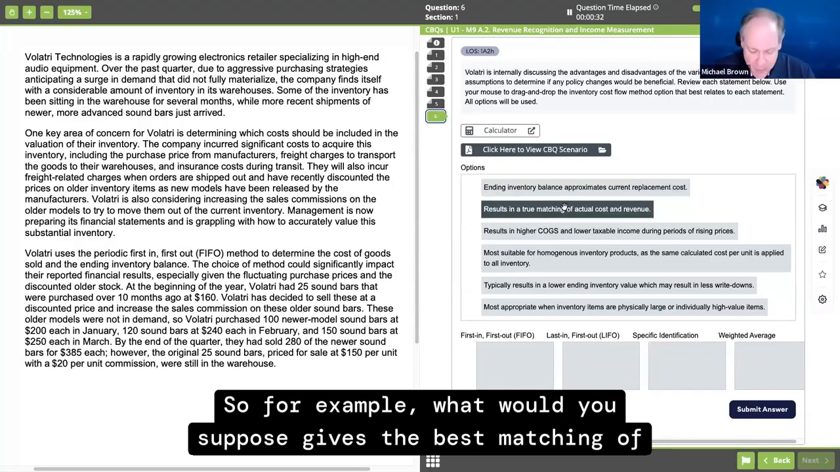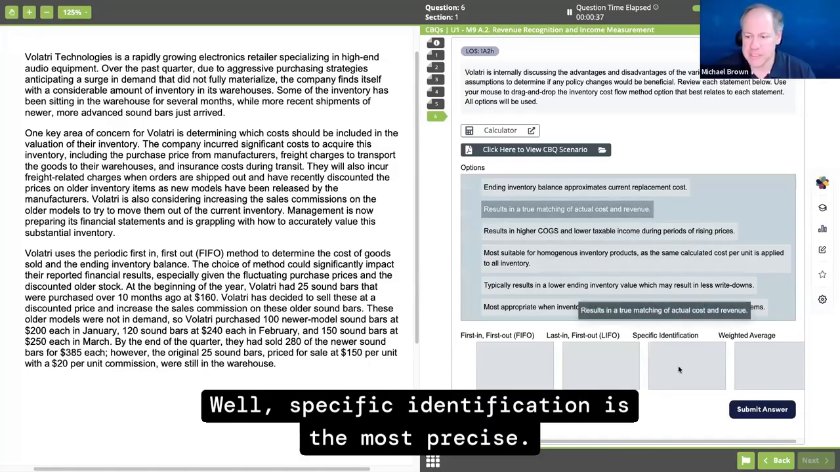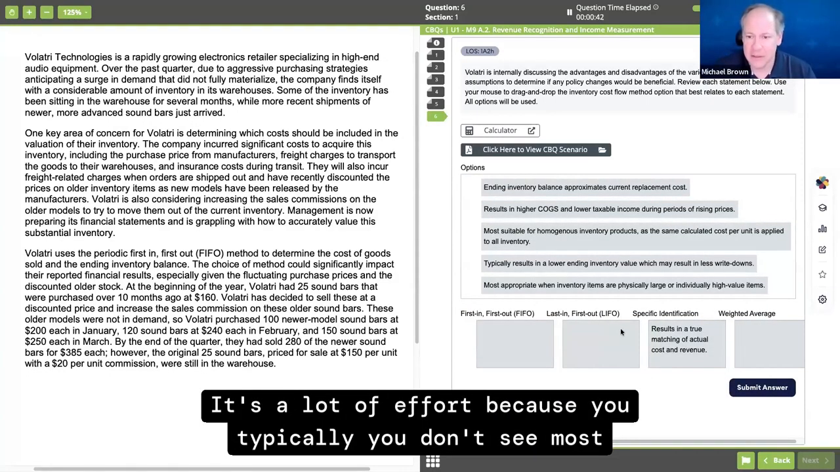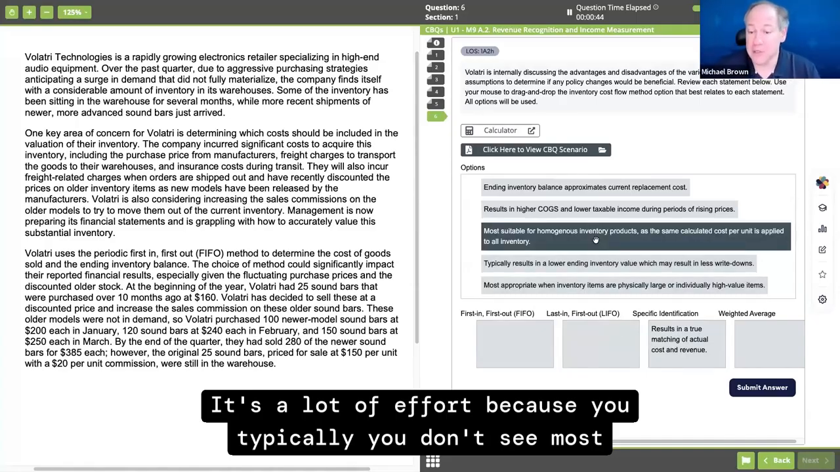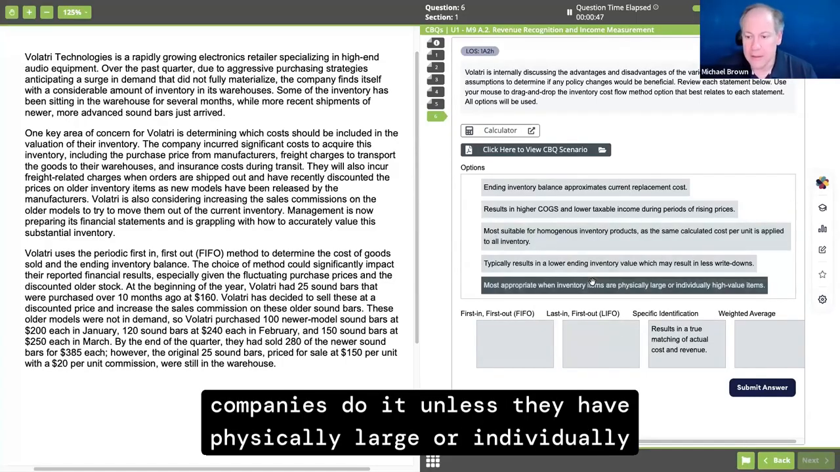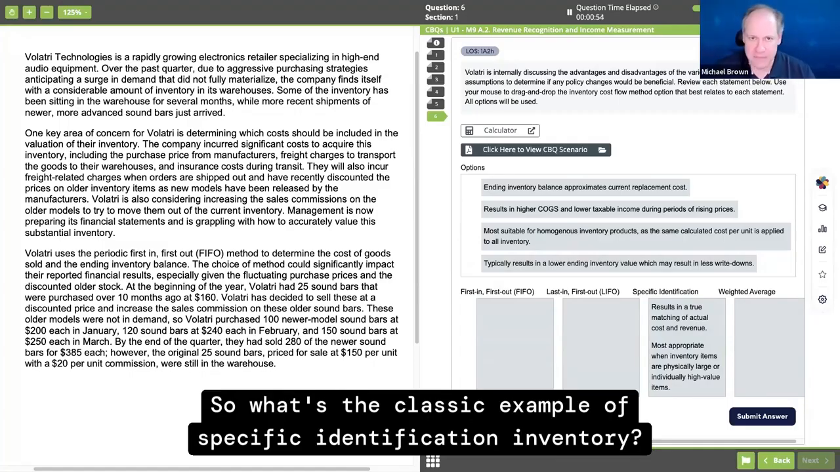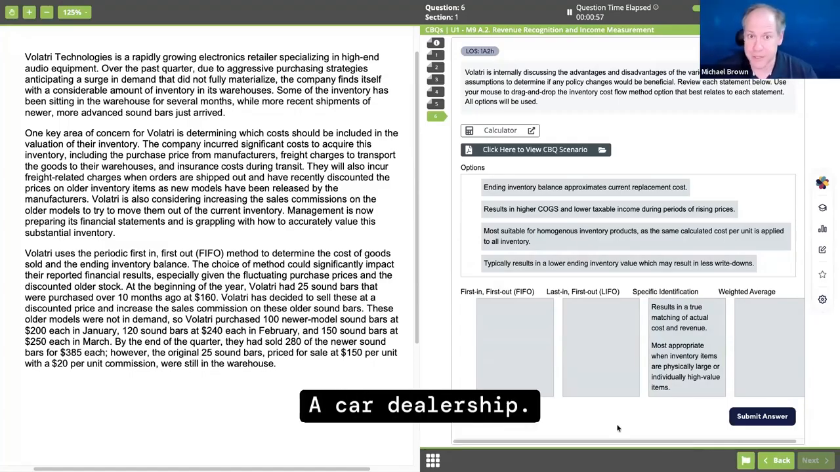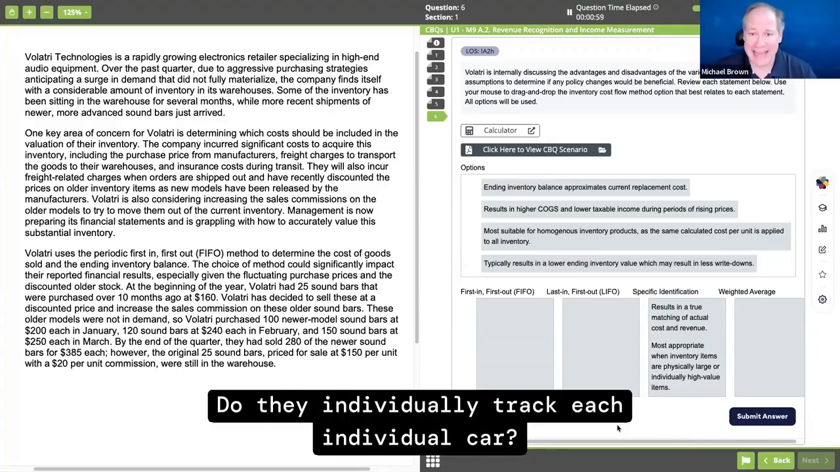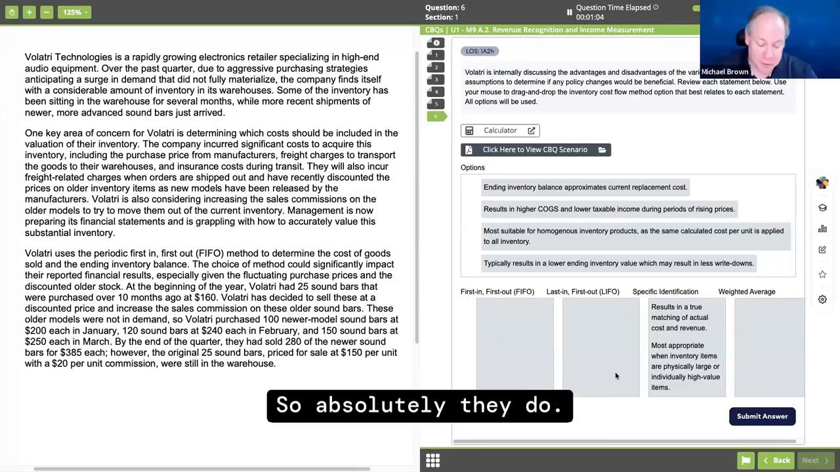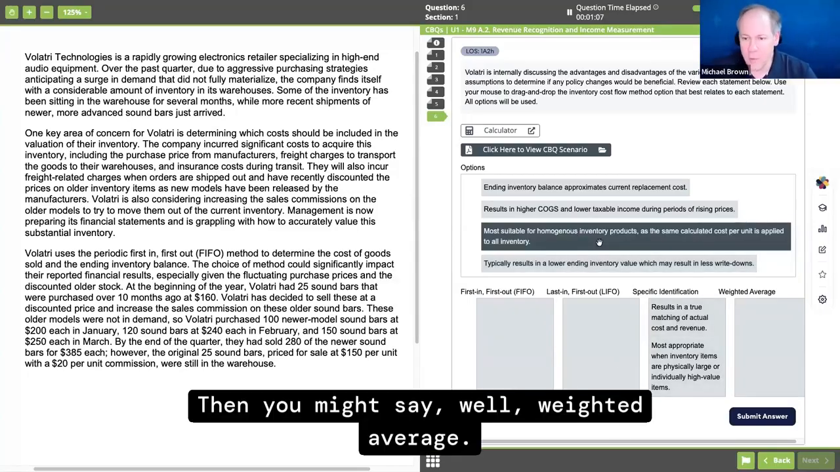So, for example, what would you suppose gives the best matching of actual cost? Well, specific identification is the most precise. It's a pain in the rear. It's a lot of effort, because typically you don't see most companies do it unless they have physically large or individually high value items. So what's the classic example of specific identification inventory? A car dealership. Do they individually track each individual car? You bet, right? They have VIN numbers for pity's sake. So absolutely they do.